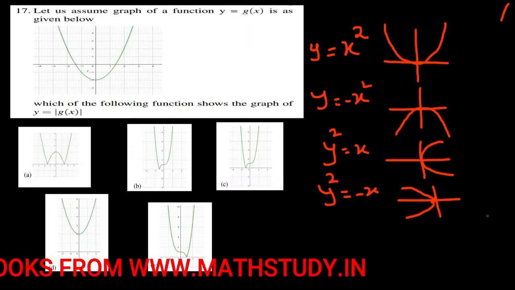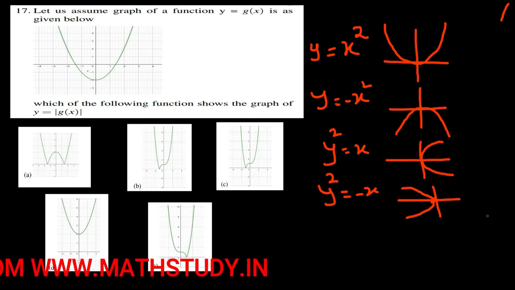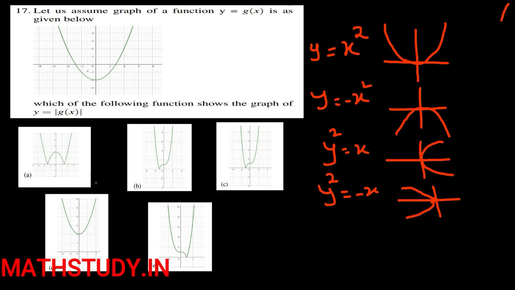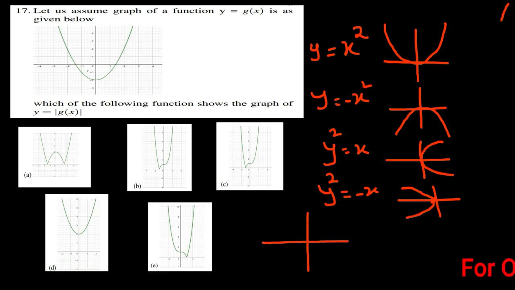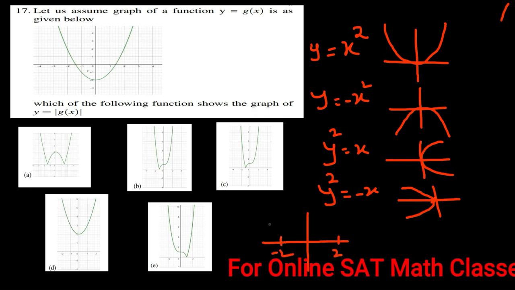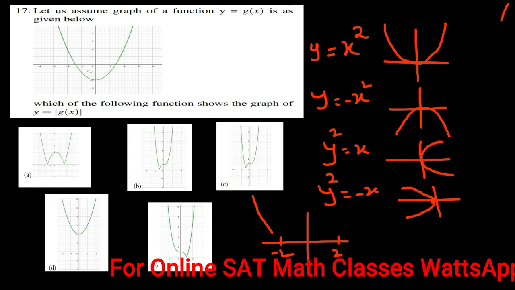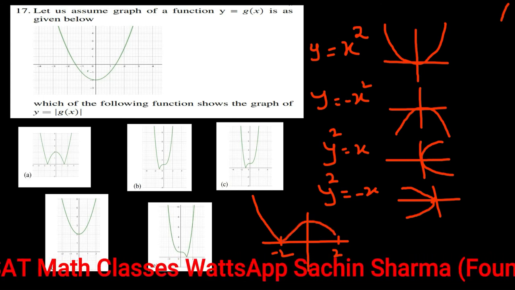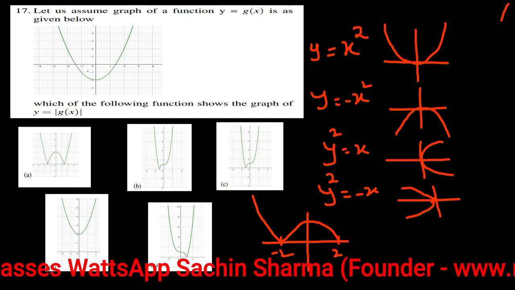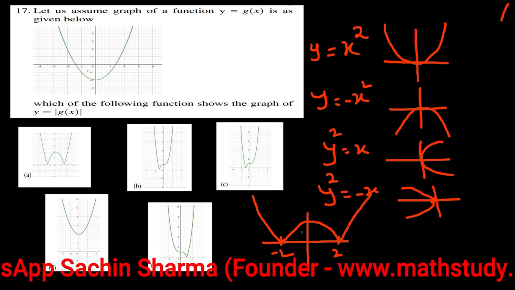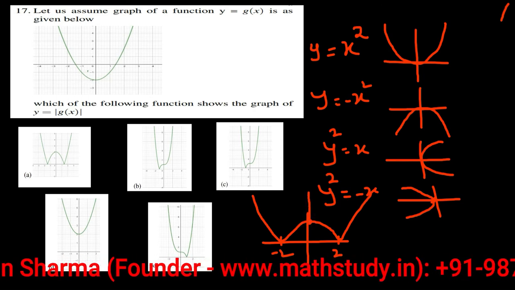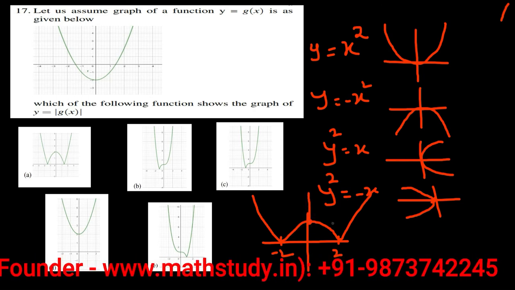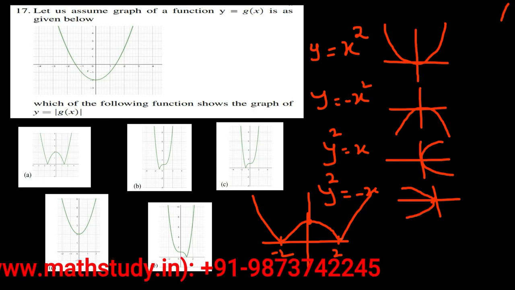So students, we can easily find out what has happened to our graph here. In our graph, y is equal to mod of g(x), we got it like this. This is minus 2 and this is 2. Our graph was like this, it will go towards this, but at this point it will move like this. It won't go towards the negative direction of the y-axis, and it will move towards the positive direction of the y-axis from minus 2 and 2 again.